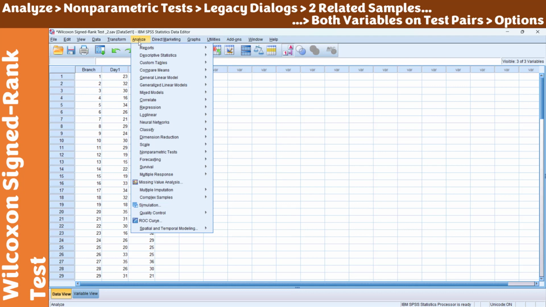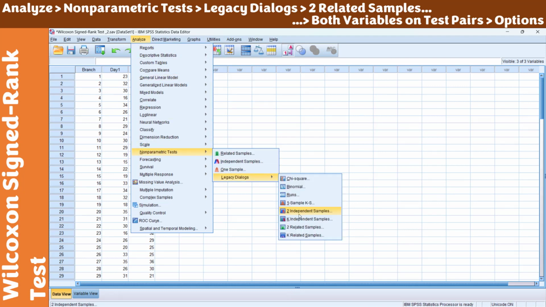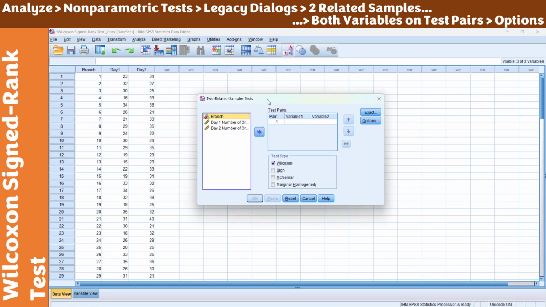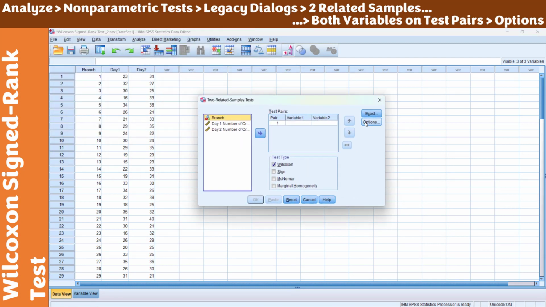Again, Analyze, Non-Parametric Tests, Legacy Dialogues, 2 Related Samples, and when you click that, you will have this dialog. If you would like to review the paired samples t-test dialog, it's almost similar to this, where you are to place your matched pairs here. So you highlight both of them and click this arrow. If you would like to return that, do it again.